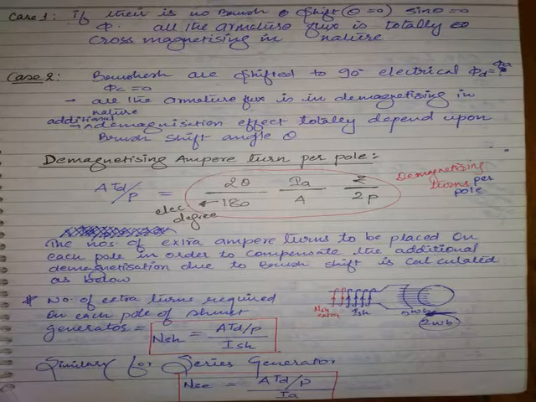In you where you have stopped, number of extra turns to be added on each pole to compensate demagnetization due to brush shift in a shunt generator.